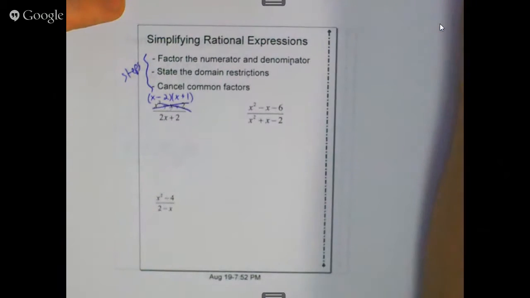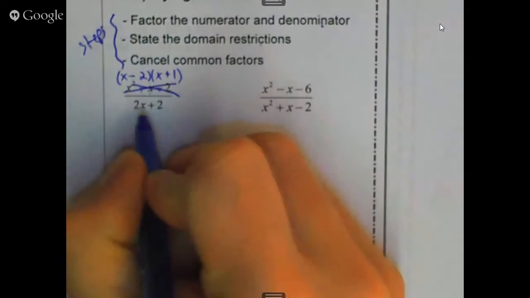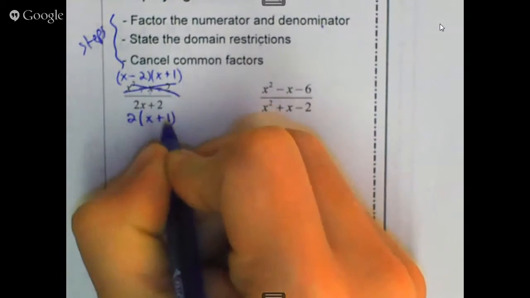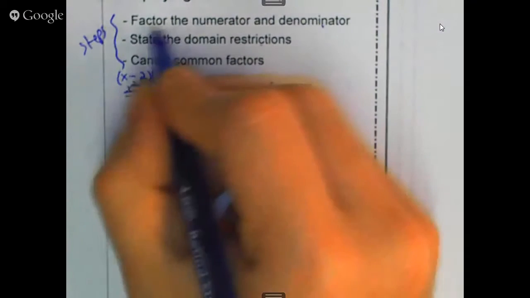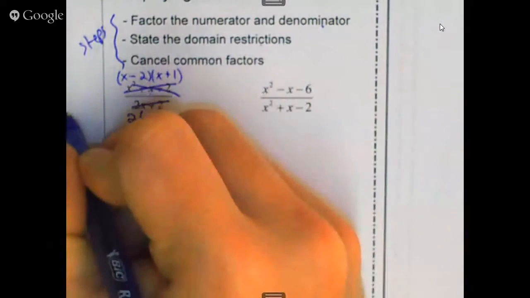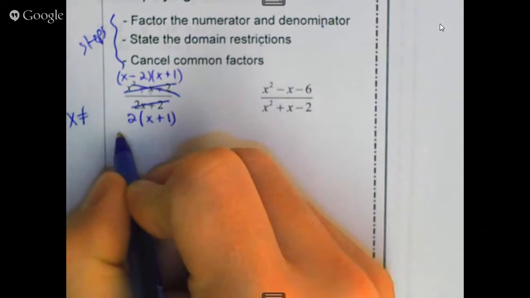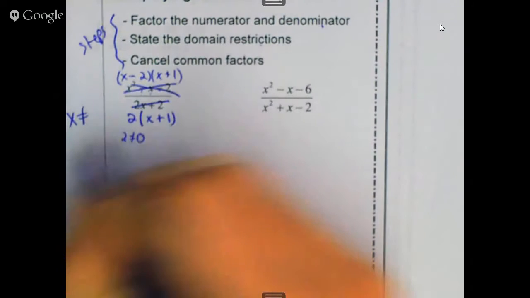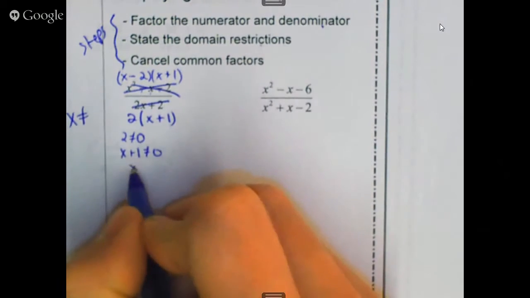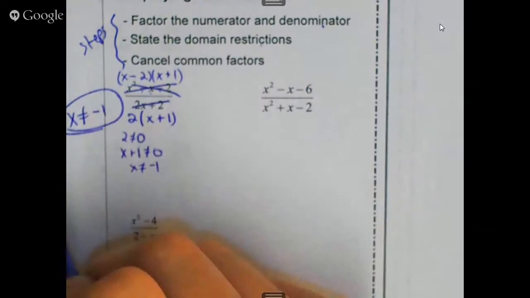Let's zoom in here. At the bottom, I've got a greatest common factor of 2. So if I factor out a 2, I get x plus 1. So that's factor numerator and denominator. State domain restrictions. So x cannot equal, well, I don't care about this; 2 does not equal 0, that's okay. x plus 1 does not equal 0. So x cannot equal minus 1. I'll put minus 1. That's my domain. That is part of your answer.